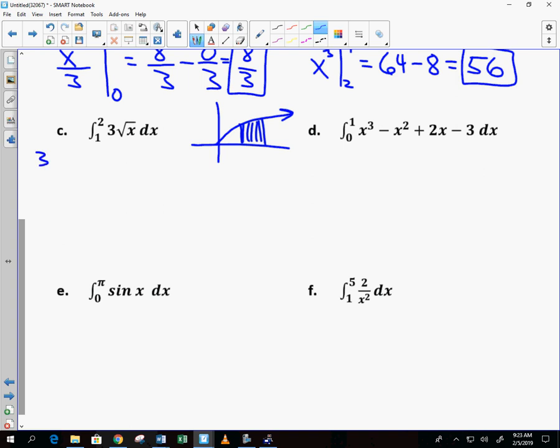This is 3x to the 1/2. So if I increase the exponent by 1, I get 3/2, and I have to divide by 3/2. Dividing by 3/2 is the same as multiplying by 2/3, and the 3's will cancel, won't they? So I end up with 2x to the 3/2, and I'm going to evaluate that at 2 and at 1.